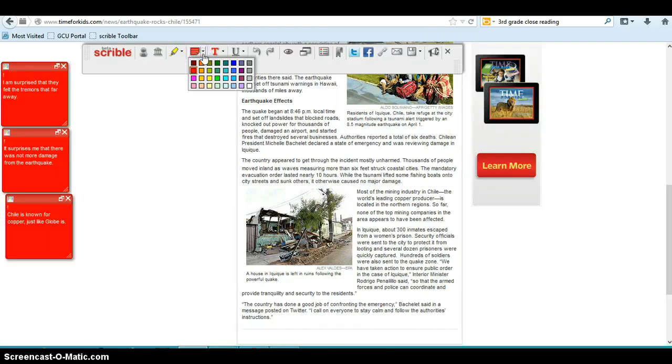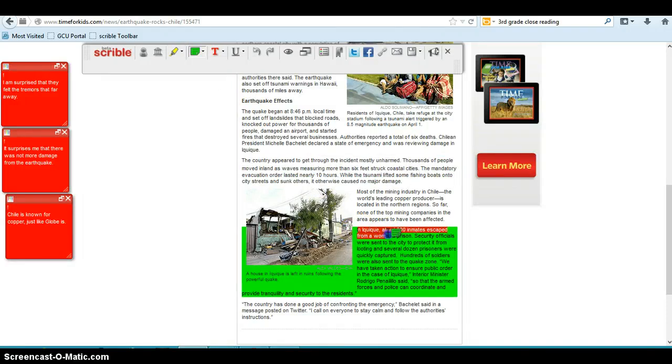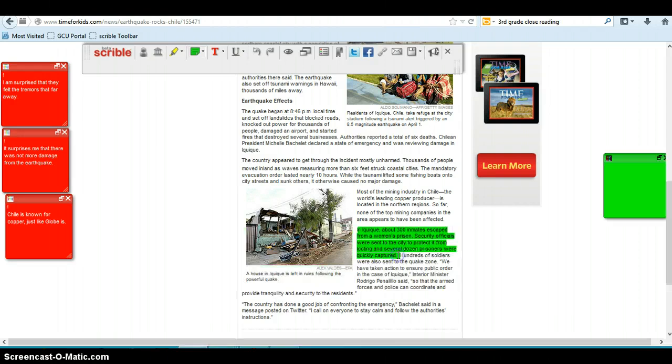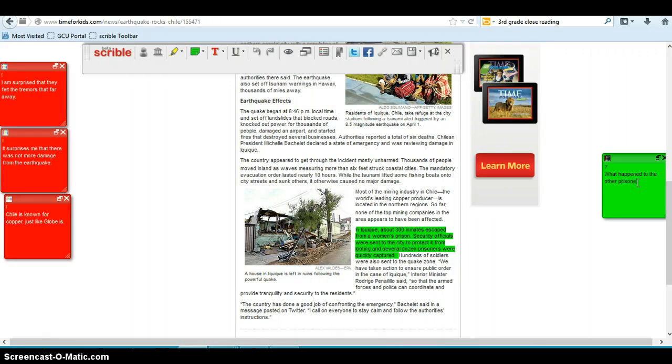This is a different annotation now. I'm no longer doing something surprising, so I'm going to change the color. I will use green for my questions. So I'm going to highlight this fact. This is actually a couple sentences, so I'll highlight the whole thing. Now I'll do a question mark to show that I'm writing an annotation about a question. What happened to the other prisoners? Are they still at large? That is a question that I have.